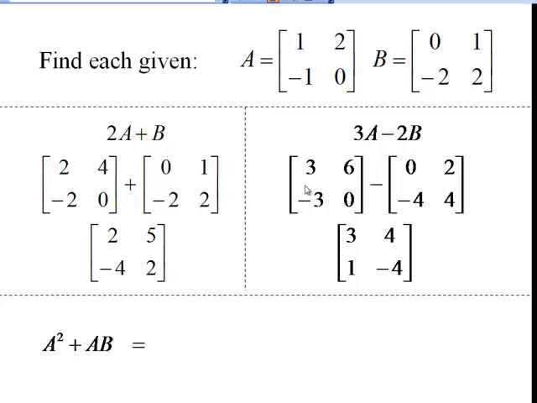3a is 6, negative 3 and 0. 2b, I doubled my b and then I just subtracted those. I got 3, 4, negative 1, negative 4. Okay, a squared plus ab.